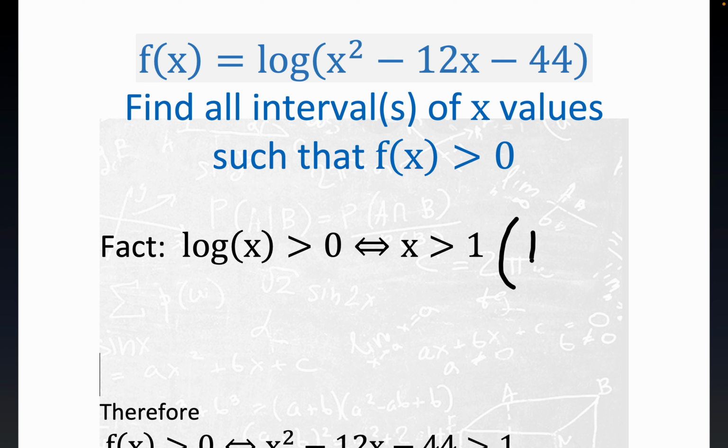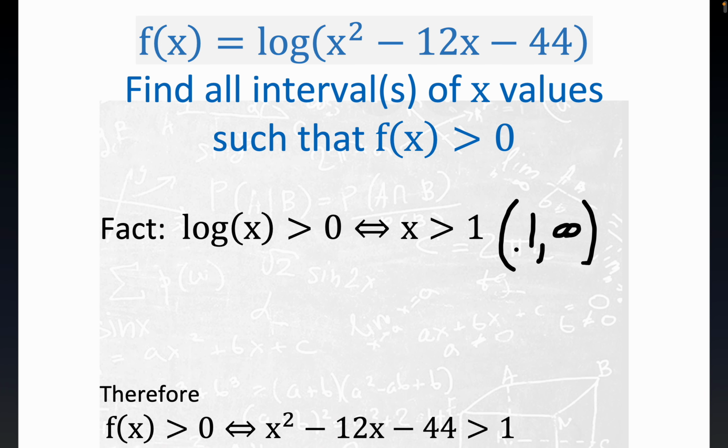1 to infinity. This is called interval notation. 1 to infinity. This means exactly this: all real numbers such that x is strictly greater than 1. Now, if you don't recall this, folks, this logarithm graph is quite familiar. This is logarithm base 10, by the way, but the base doesn't make much difference here.